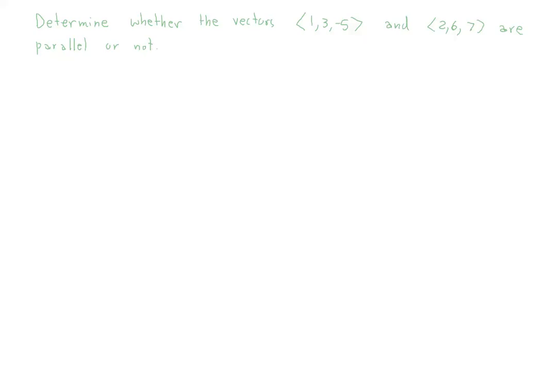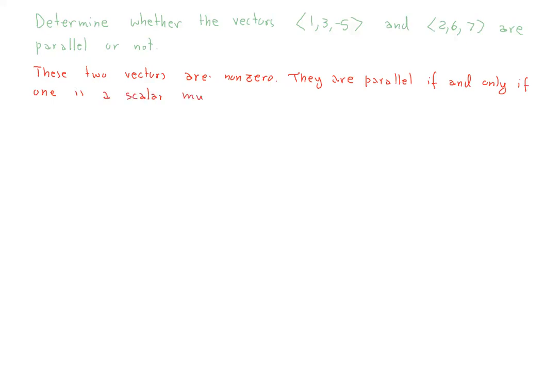So how can we decide whether these two vectors are parallel or not? We said that two vectors are parallel, especially two non-zero vectors, and these two vectors are non-zero, if and only if one is a scalar multiple of the other. So let's say that I want to write the second vector, (2, 6, 7), as some number times the first vector, (1, 3, -5). How can I do this?